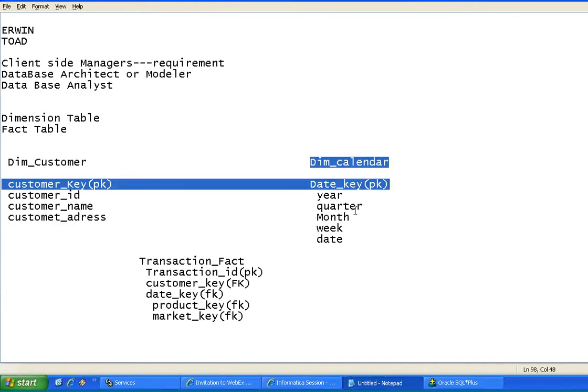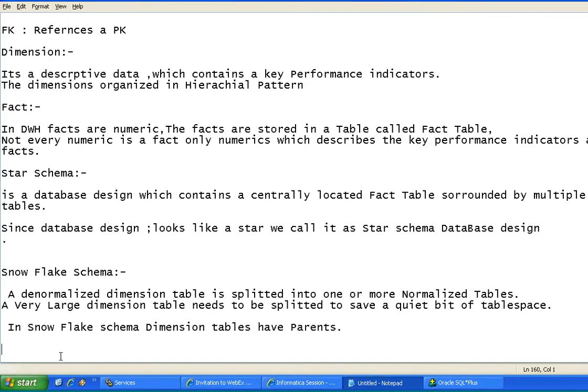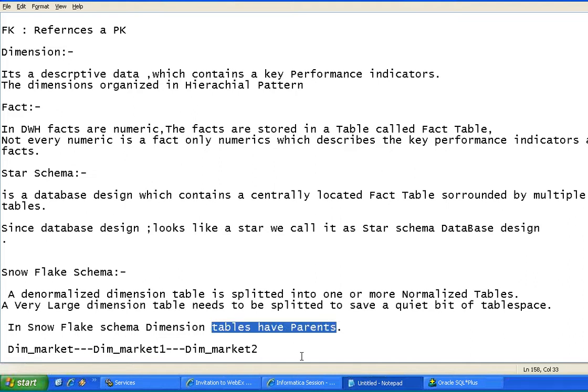The dimension tables here are denormalized. When we come to snowflake schema, the dimension tables we have are going to be split into one or more normalized tables. For example, if you have this dimension table, dim_market, let us say, this will be split again, like dim_market1, dim_market2. Why do we generally split it? To save quite a bit of table space. And from one dimension to another dimension, there will be a relationship. That is the reason we say that in snowflake schema, dimension tables have parents.